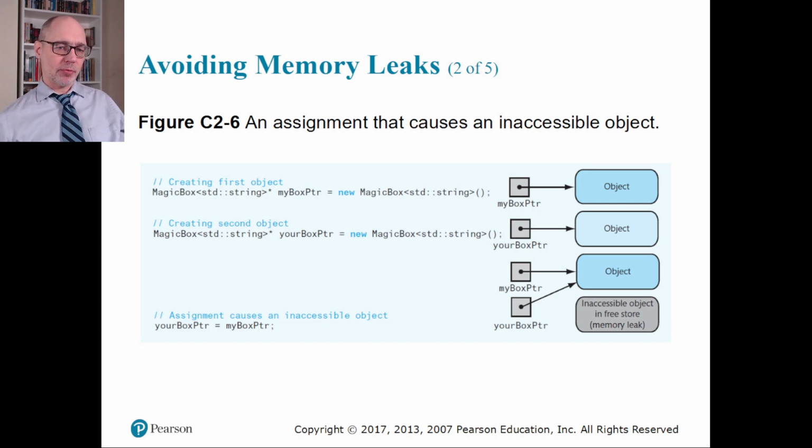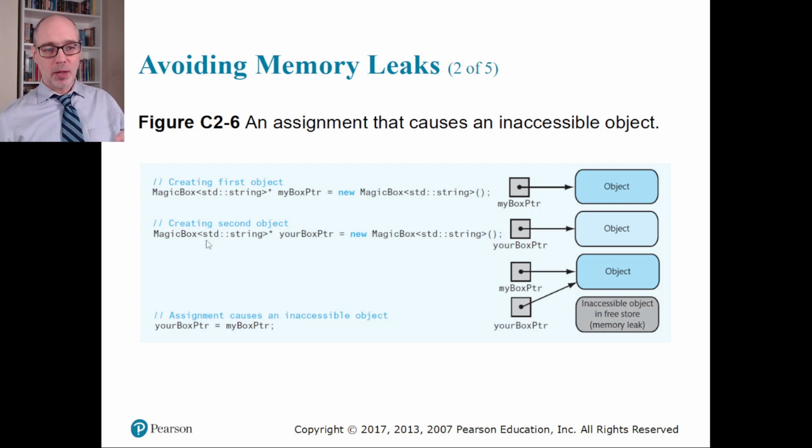So in this example, we have 3 lines of code. And the first line is making a magic box pointer, a pointer to a magic box that stores a string, called myBoxPointer. And we're setting that to the result of a call to the new operator to make a newly dynamically allocated magic box. So what that does is it makes a magic box object on the free store and then stores the address of that in your myBoxPointer. So myBoxPointer is telling you where to find this object on the free store.